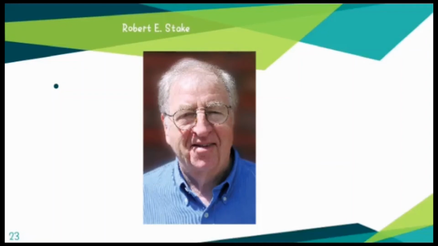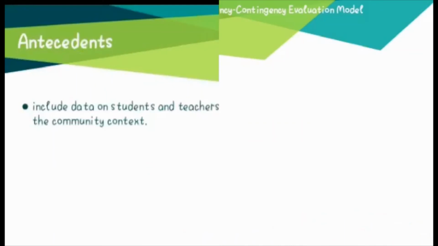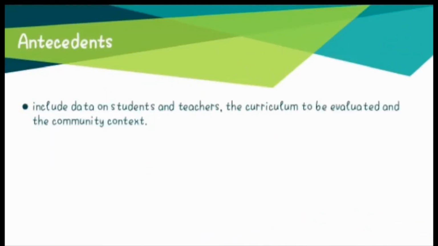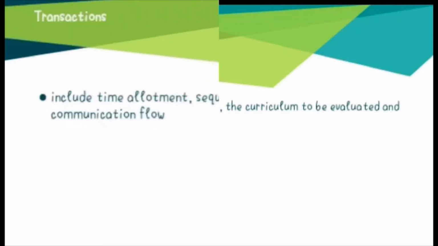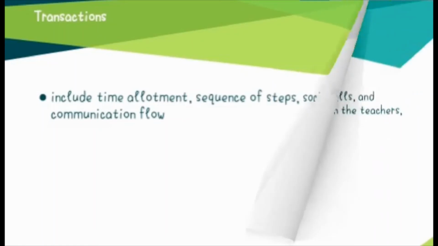So these categories of data are antecedents, transactions, and outcomes. So what do we mean by antecedents? Antecedents include data on students and teachers, the curriculum to be evaluated, and the community context. Next is transactions. It includes time allotment, sequence of steps, social climate, and communication flow.